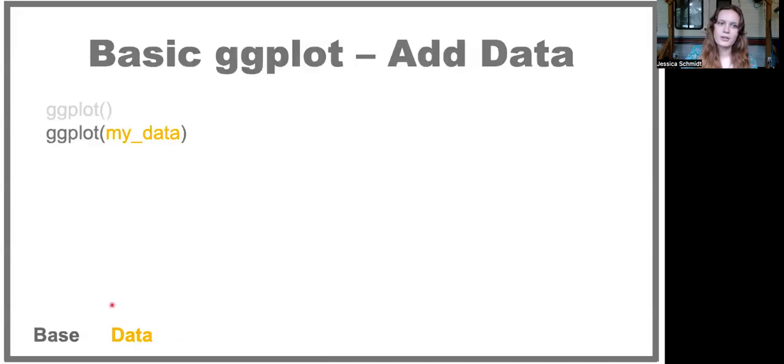Let's add the data component. Okay, so my_data is going to be the first argument in our ggplot function. ggplot(my_data), which is our spider data that we just loaded in. Okay, so give that a go and see what it does once we give a data component to our ggplot.